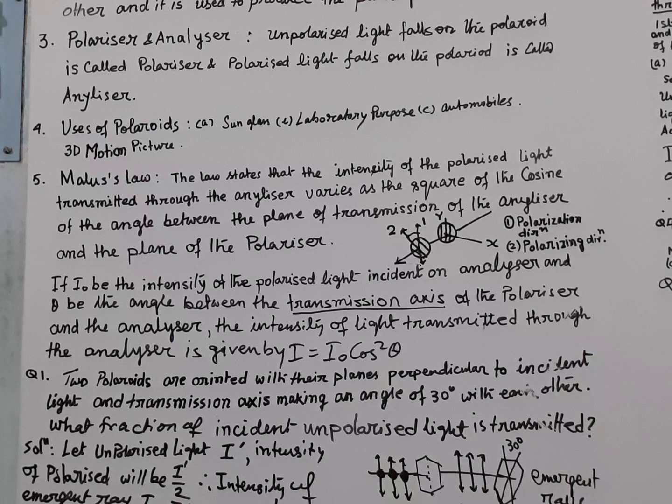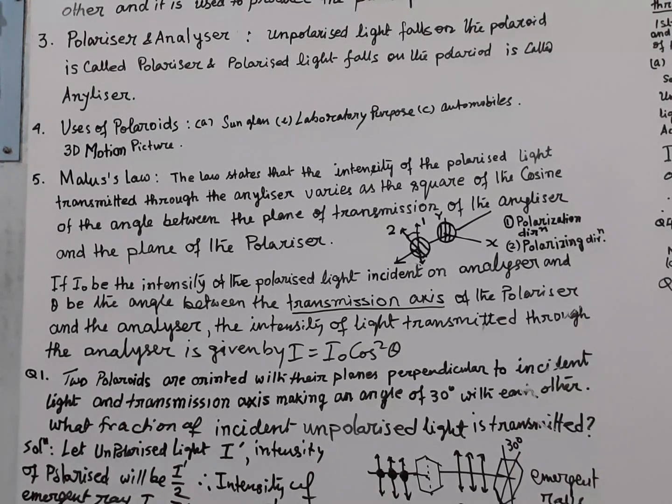Thereafter, the Polaroid placed just after that is called the analyzer. You can see that its axis is shown at some angle with respect to the yz plane, or the Polaroid axis. With respect to that, this angle is theta. We can understand the angle between the plane of transmission of the analyzer and the plane of the polarizer as theta.